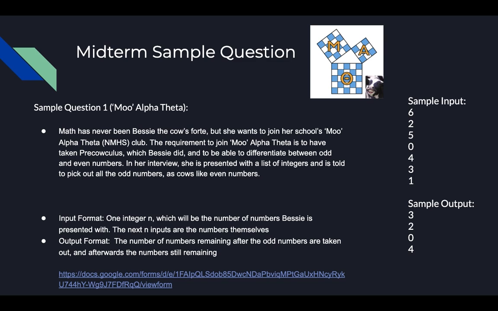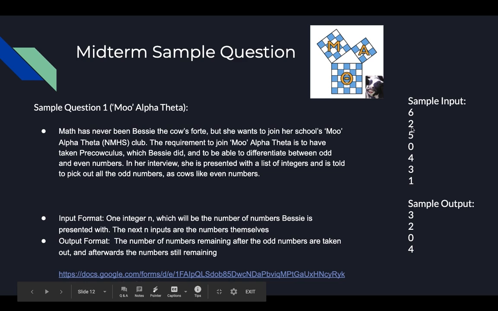Anyways, input format, as you can see on the right, is first we're gonna have one integer n, which will be the number of numbers that C is presented with, and the next n inputs are the numbers themselves. So here we first input 6, which means there are gonna be 6 integers after that, and then these are the actual numbers: 2, 5, 0, 4, 3, 1.